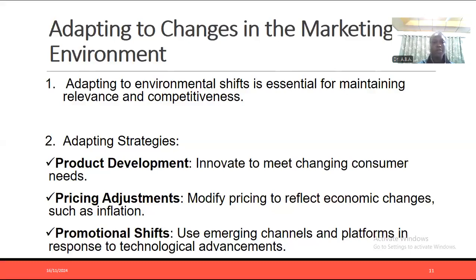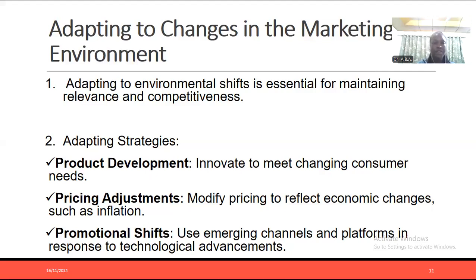Some of the ways that the organization can adapt to the marketing environment is through product development, where you are trying to come up with innovations to meet the changing customers' needs. Or you can also consider adjusting your prices, where you modify the prices in a way that reflects economic changes. So if there is inflation, of course, you may have to adjust your prices.